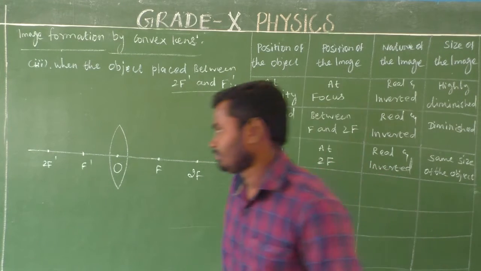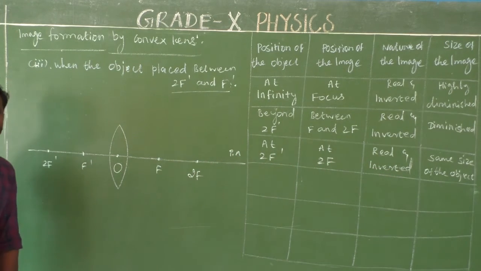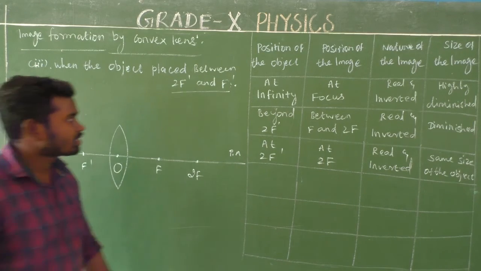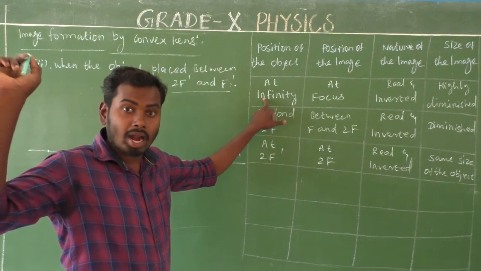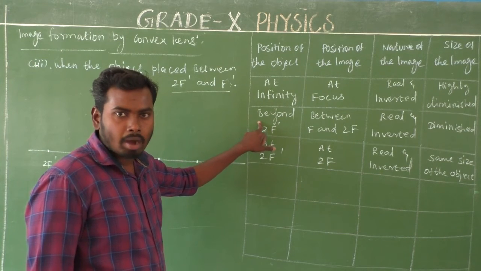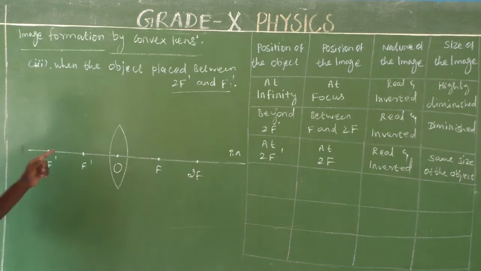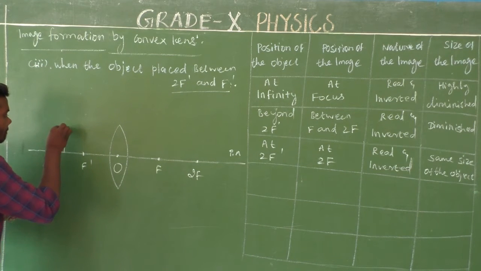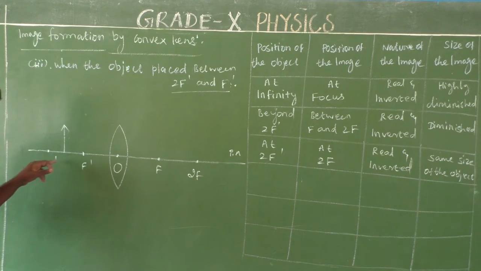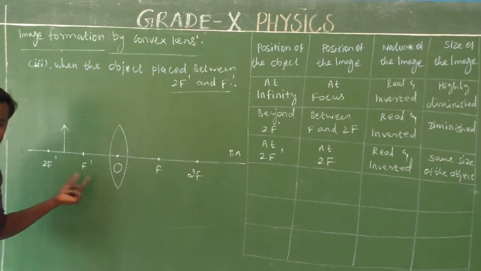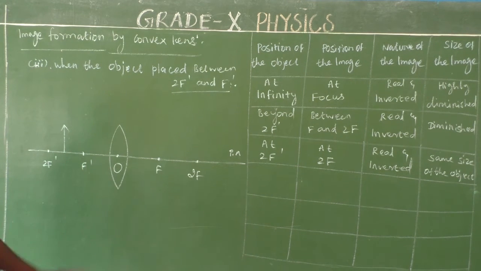Is it clear? Yes. Now where am I going to place the object? First case, I have placed the object at infinity. In second one, I have placed the object beyond 2f dash, which means here. Third one, I have placed the object at 2f dash, which means twice of the focal length of the convex lens. Am I right? Next, I am going to place the object between 2f dash and f dash, which means between twice of its focal length and focus. That is case four. Is it clear? So very simple.